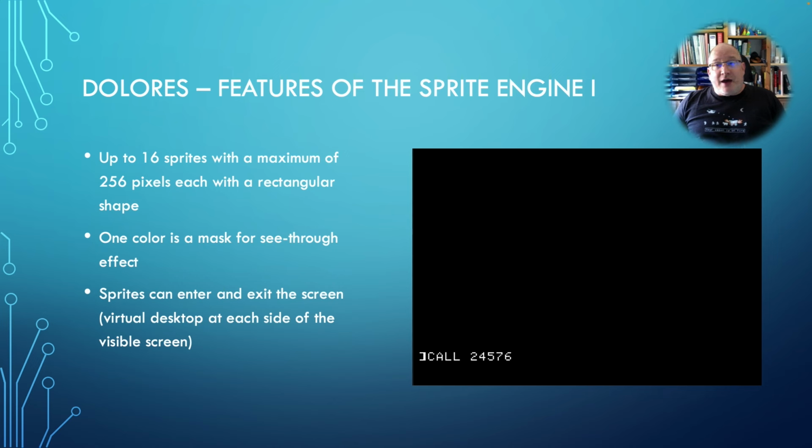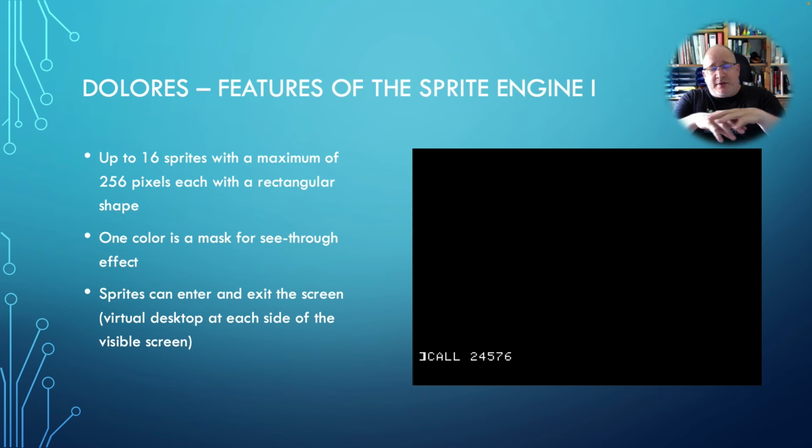You can have up to 16 sprites with a maximum of 256 pixels each. The sprite needs to have a rectangular shape. It can be a larger shape, which is thin, or it can also be a square shape. So this is up to you. You can define it like you wish. You can set one color of the 16 colors as a mask color for see-through effects, and on some machines, the two grays are the same. So I can use one of the gray colors, as we did, as a color mask.